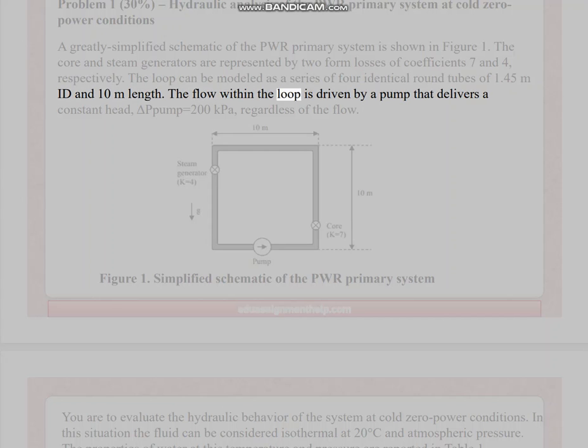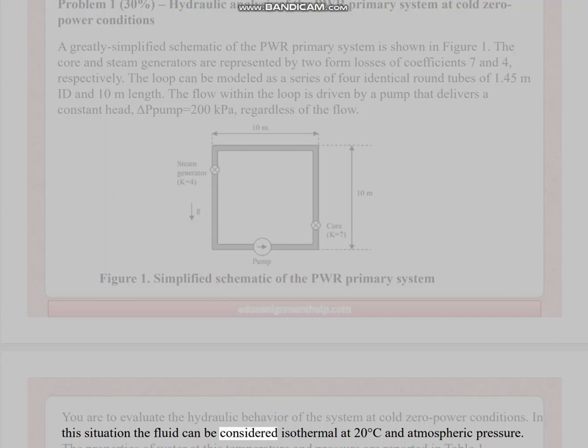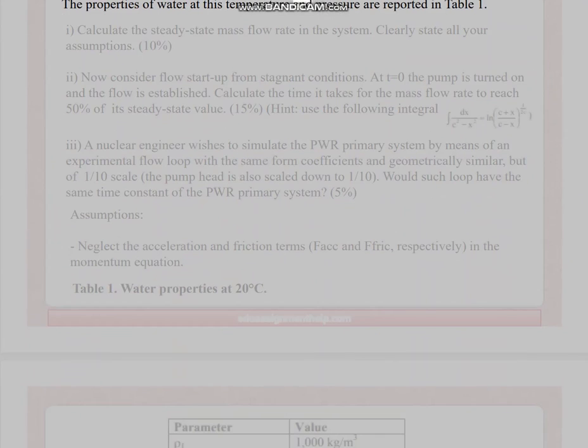The flow within the loop is driven by a pump that delivers a constant head, H_pump equals 200 kPa, regardless of the flow. Figure 1. Simplified schematic of the PWR primary system. You are to evaluate the hydraulic behavior of the system at cold zero power conditions. In this situation, the fluid can be considered isothermal at 20 degrees Celsius and atmospheric pressure. The properties of water at this temperature and pressure are reported in Table 1.